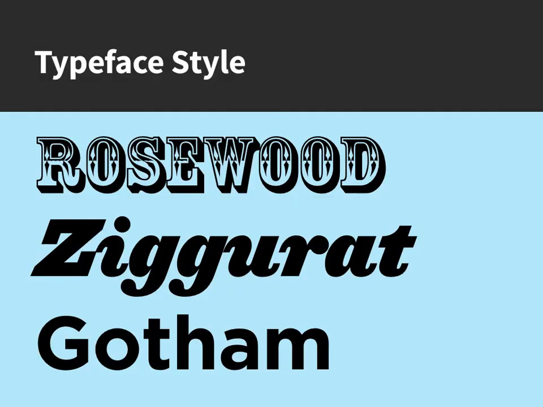So one of the biggest things that we can change in a printed piece is the typography. So again, just as I was covering, here's a couple of things to consider when you're choosing how you're going to be using type. So the typeface style is arguably the most important, and there's a big difference between display type, such as those on screen, such as Rosewood or Ziggurat, and text type, such as Gotham. So be aware of how you're using it.